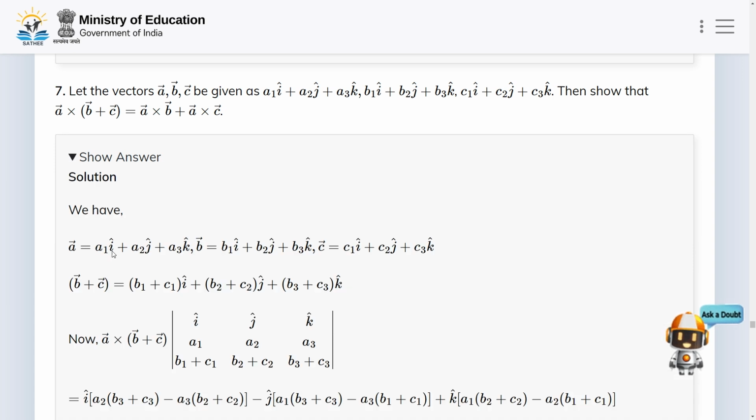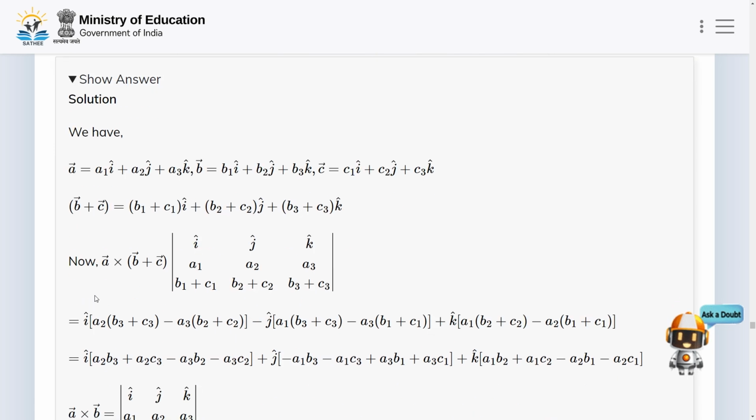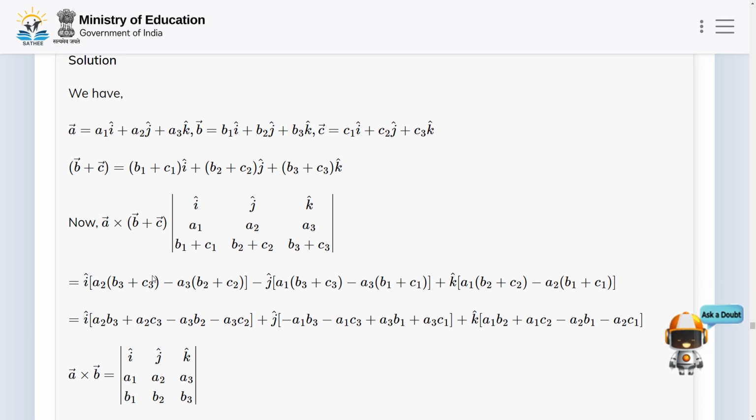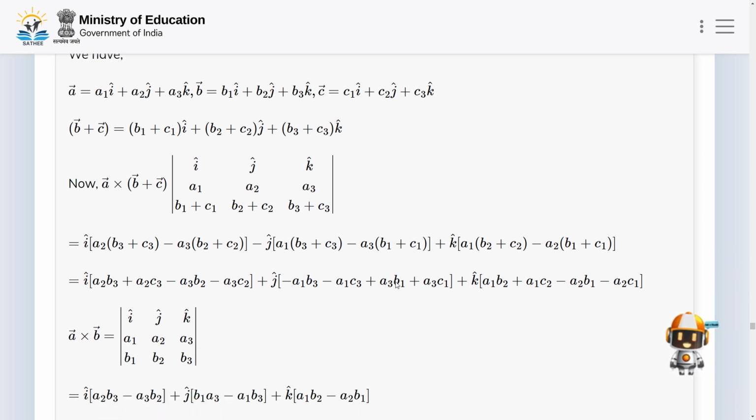So a, b, c are respectively given. First of all, b plus c will be (b1 plus c1) i hat plus (b2 plus c2) j hat plus (b3 plus c3) k hat. Now, a cross product with the vector b plus c, you will have the determinant with rows i hat, j hat, k hat; a1, a2, a3; b1 plus c1, b2 plus c2, b3 plus c3. Then solve this determinant, and you will get this whole big expression.